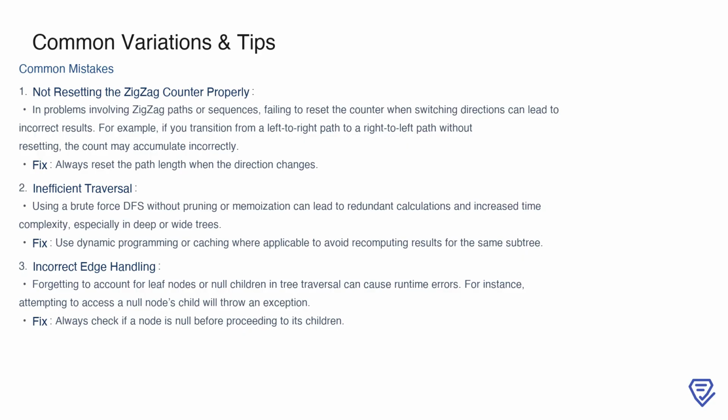Lastly, incorrect edge handling can be a problem. For instance, forgetting to check if a node is null before accessing its children can lead to runtime errors. To prevent this, always validate that a node exists before attempting further traversal.